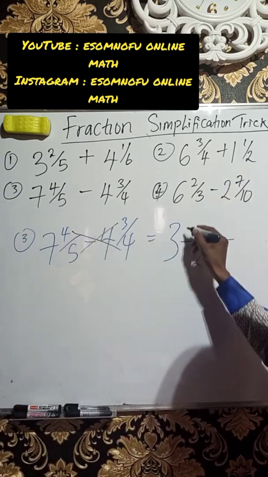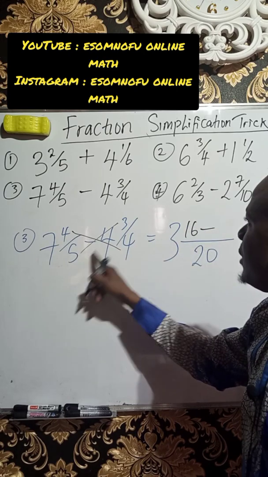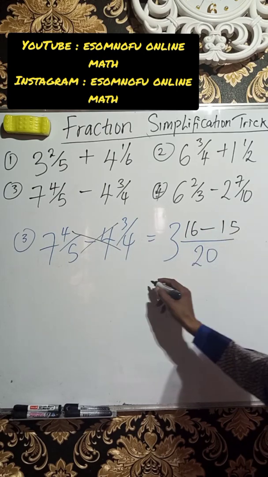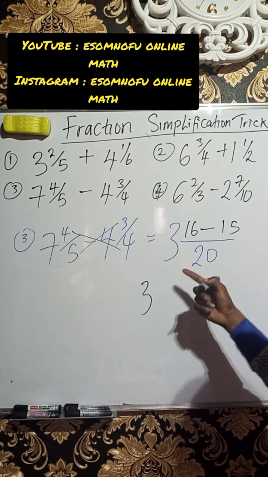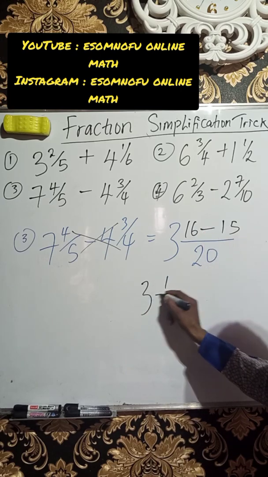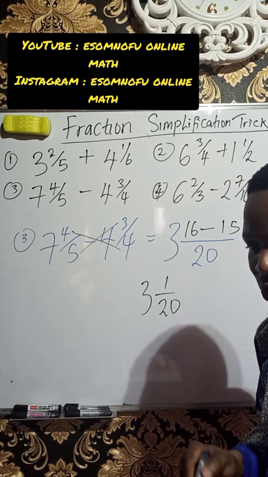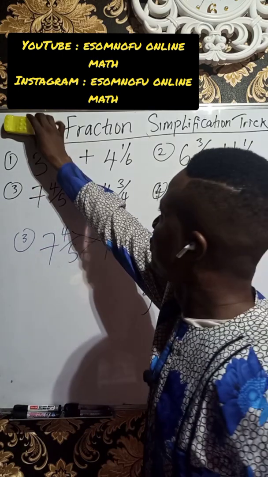So 4 times 4 will give us 16 minus 5 times 3 will give us 15. And this is now the same thing as 3 whole number, 16 minus 15 is 1 all over 20. And that's just the answer. So let's take the last one.